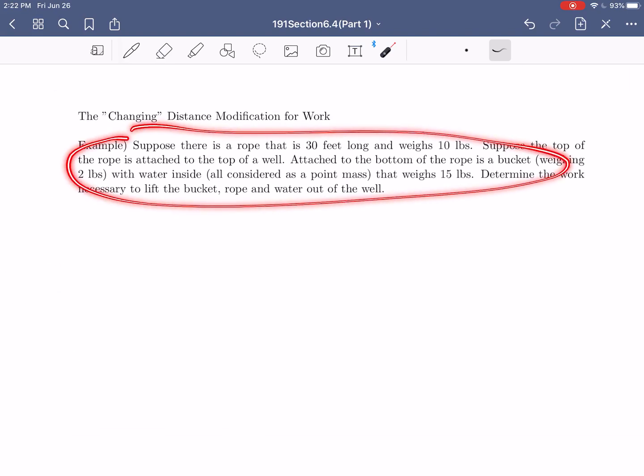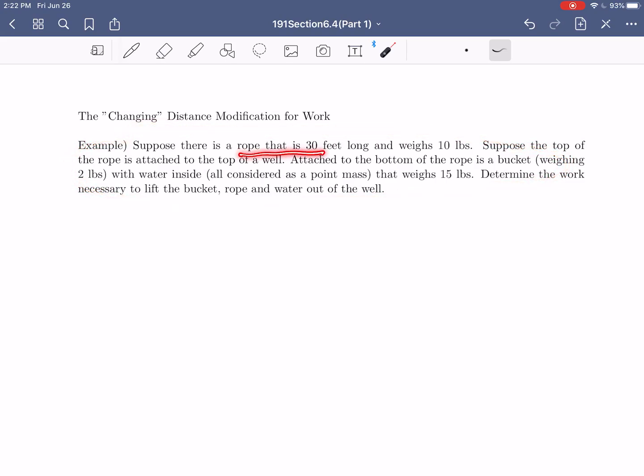So we've got this example here, and we're going to suppose that there is a rope that is 30 feet long, and the rope weighs 10 pounds. We're going to suppose that the top of the rope is attached to the top of a well. Attached to the bottom of the rope is a bucket. The bucket weighs 2 pounds, and it has water inside, and we're going to consider the bucket and water all as a single point mass, and that weighs 15 pounds. We want to determine the work necessary to lift the bucket, rope, and water out of the well.